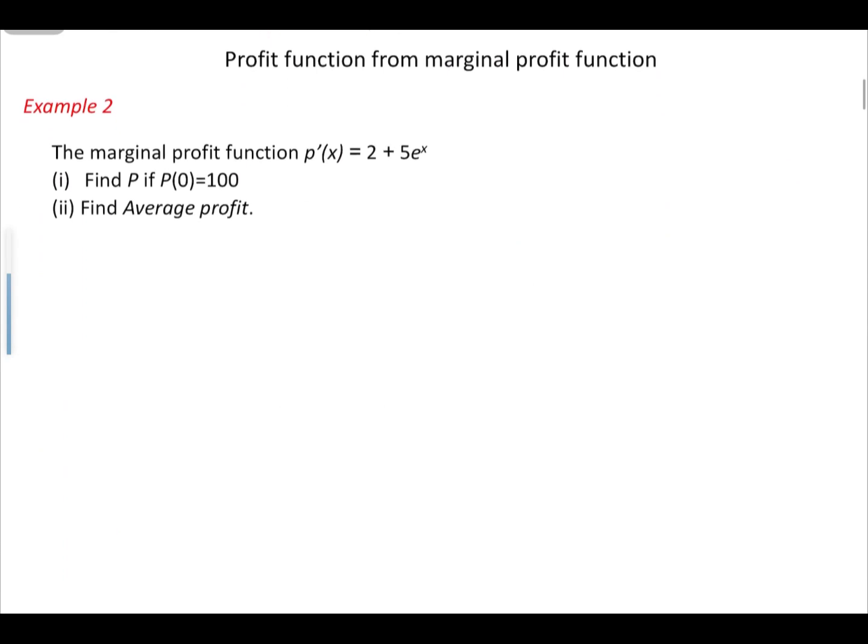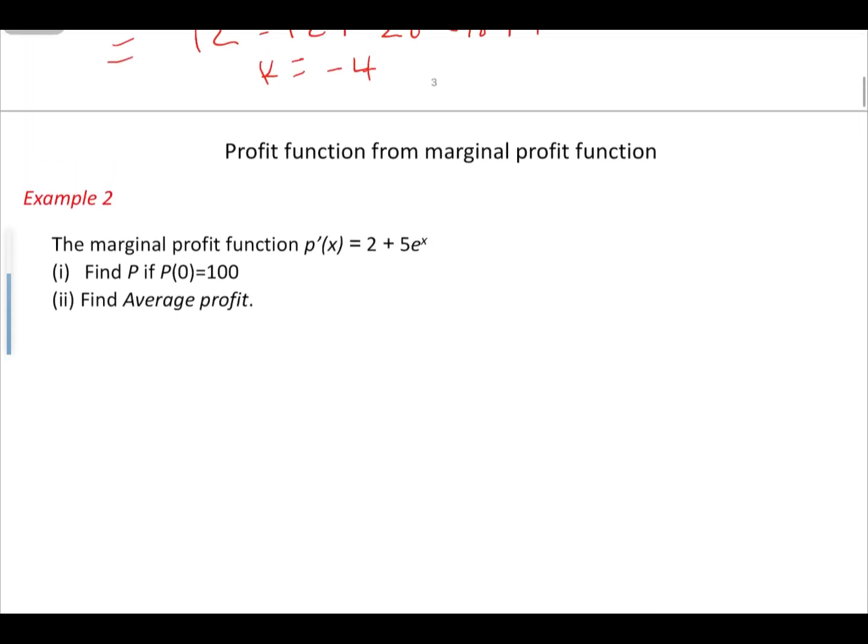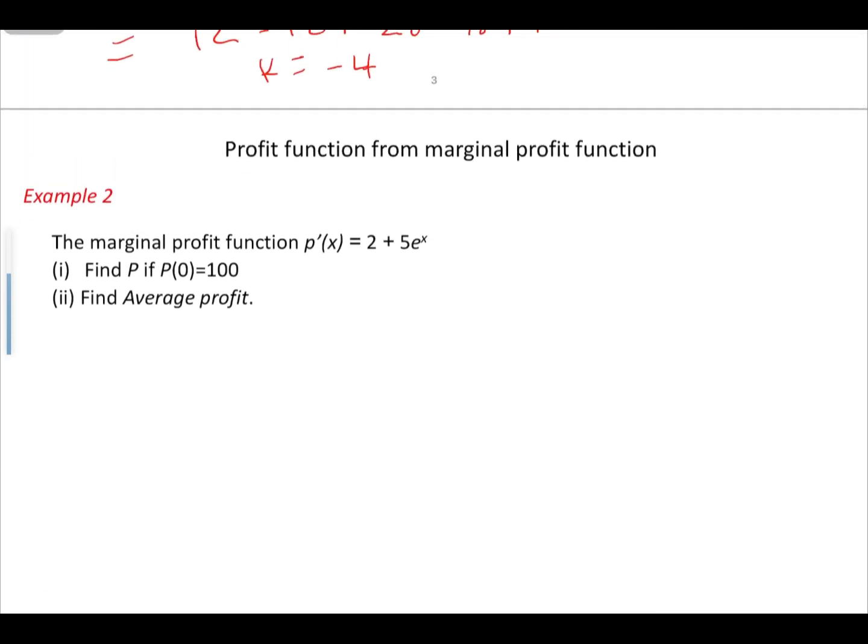So let's quickly look at one last example here so that we can leave the rest for you to try. You can pause the video and try this. The marginal profit function P prime of x is 2 plus 5 exponent x. One, find P, which is the total profit, if P of 0 equals 100. Then you need to find the average profit. This is similar to the marginal cost one that we did earlier. I just modified the questions.